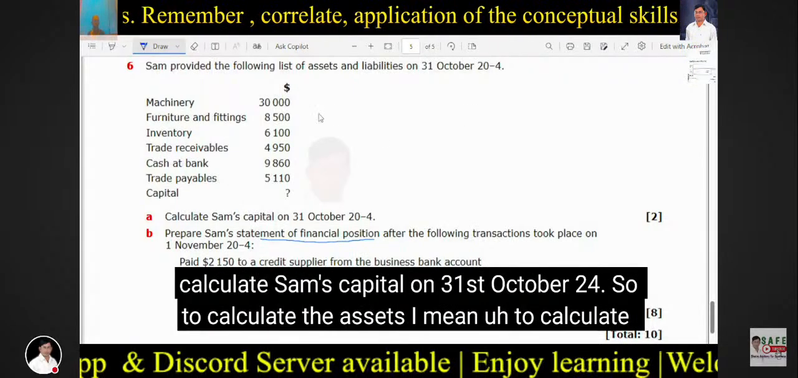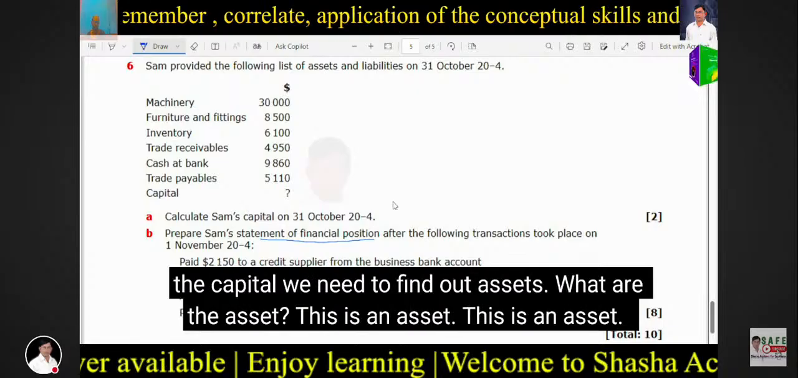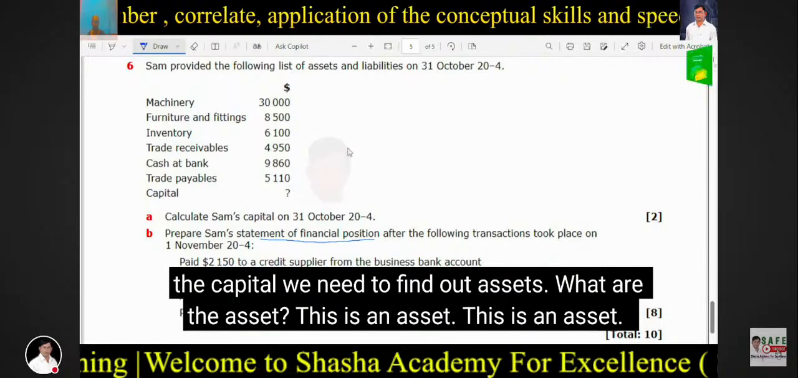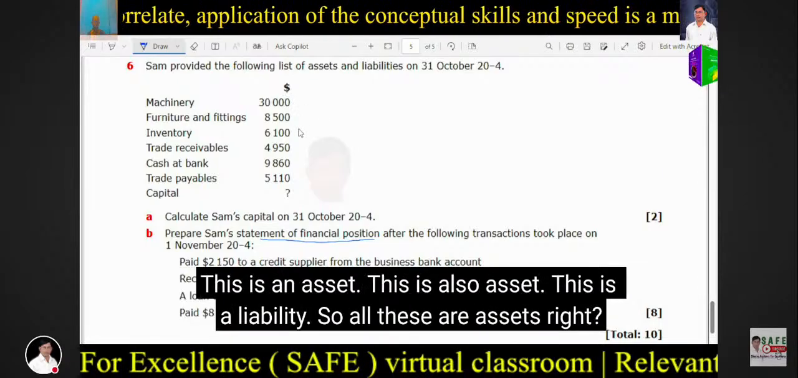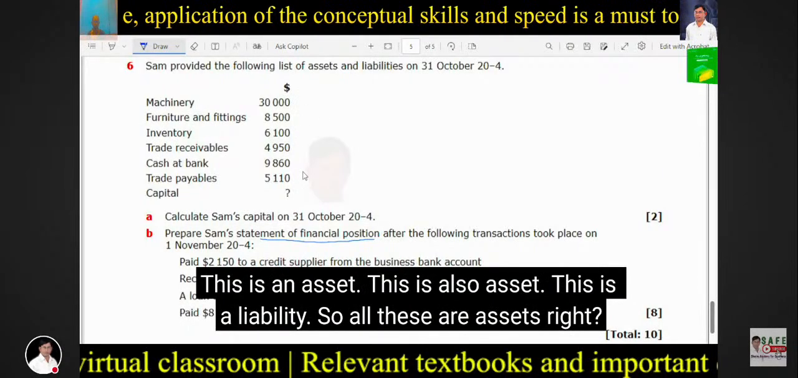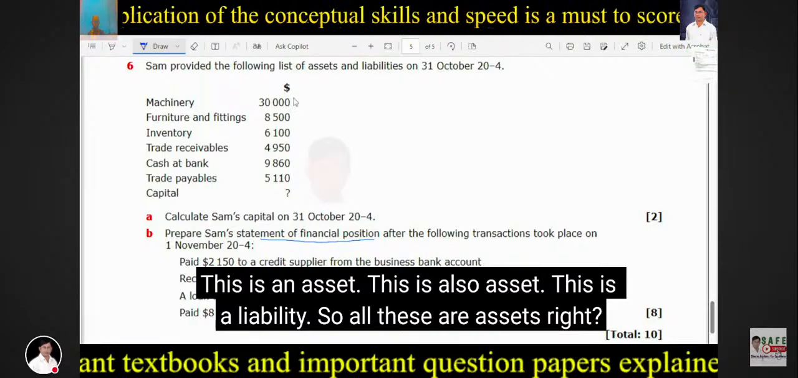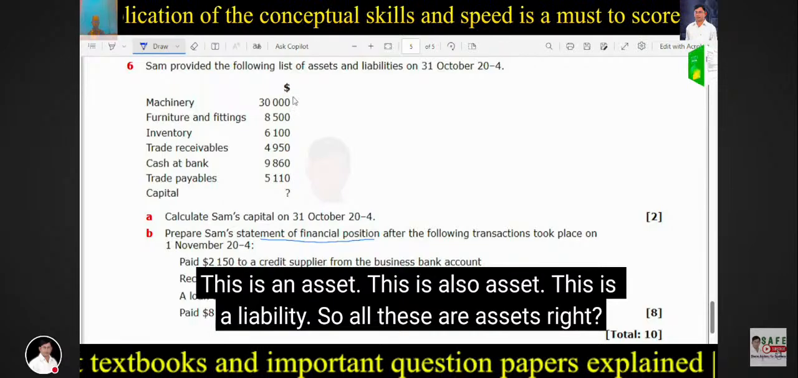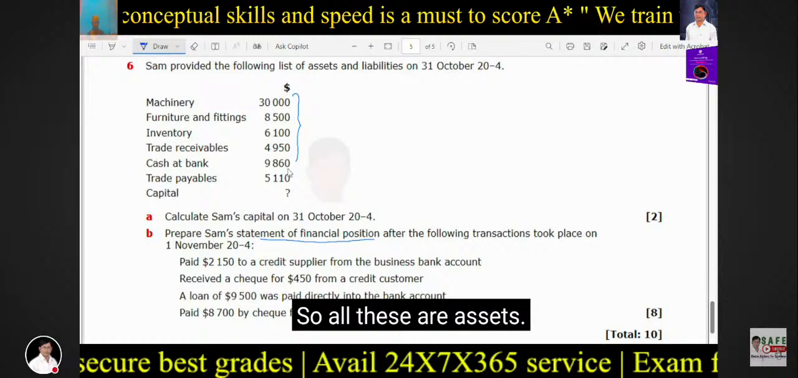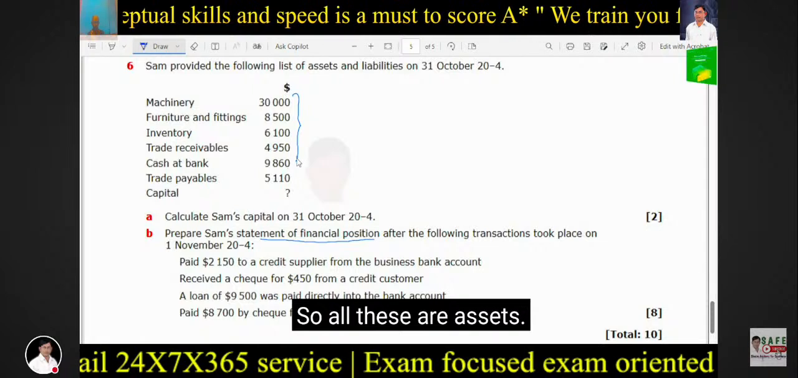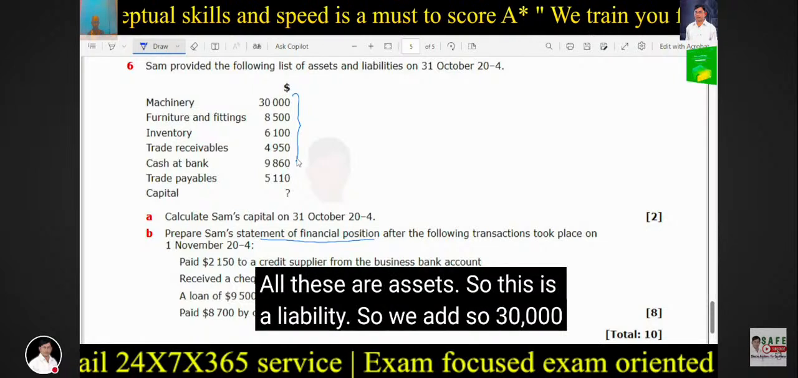So to calculate the capital, we need to find out the assets. What are the assets? This is an asset, this is an asset, this is an asset, this is also an asset, and this is a liability. So all these are assets, and this is a liability.